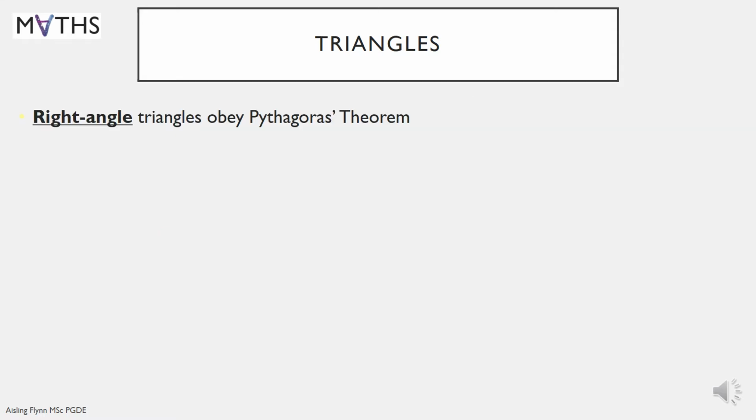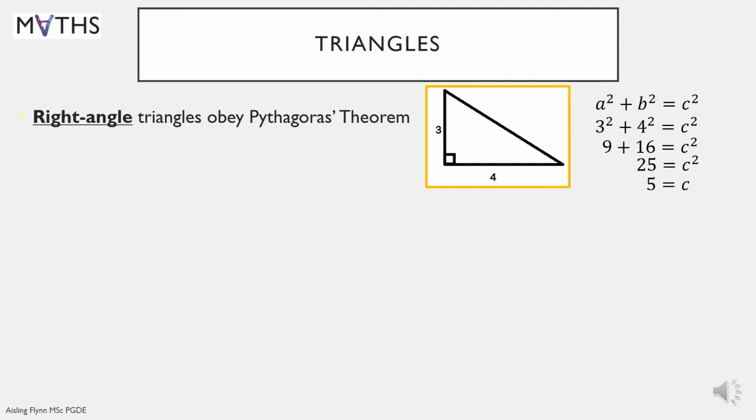Right angle triangles we met in the last video. They obey Pythagoras' theorem. So if you are missing one side, such as in this case, you can use Pythagoras' theorem to find the missing side. There you have it. And the missing side is 5. So now we can get the perimeter of this triangle. It's 3, 4 and 5, which add up to 12.